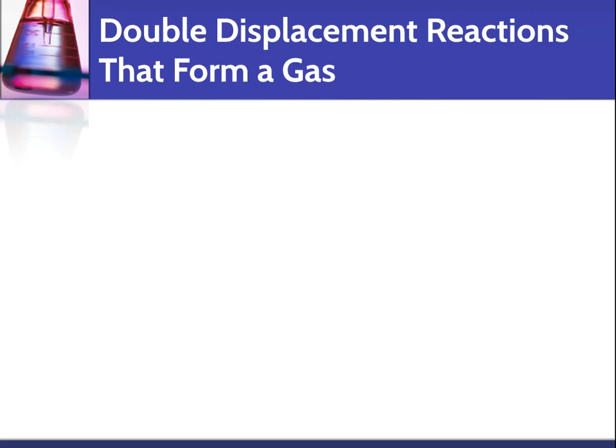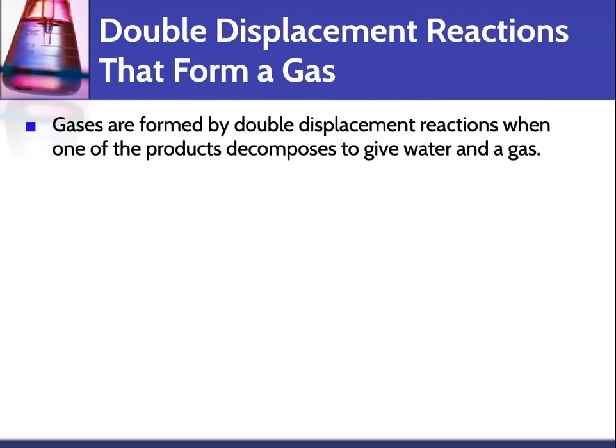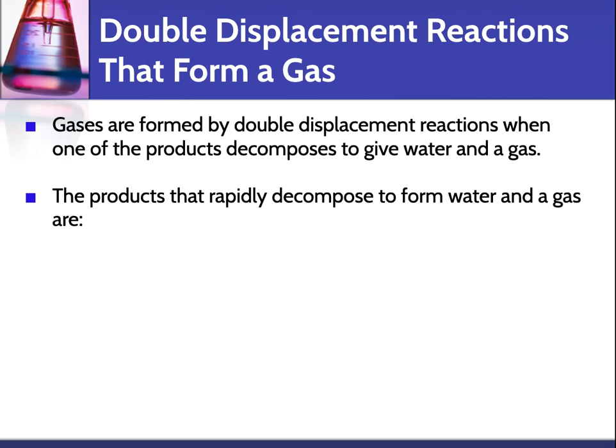Now we'll look at double displacement reactions that form a gas. What happens here is that a double displacement reaction occurs, and the gas isn't produced immediately. The double displacement reaction is then followed by a decomposition reaction of one of the products, which creates water and a gas. So you need to keep your eye out for two products that will rapidly decompose to form water and a gas. When you see these products from a double displacement reaction, you need to remember that they're then going to decompose.